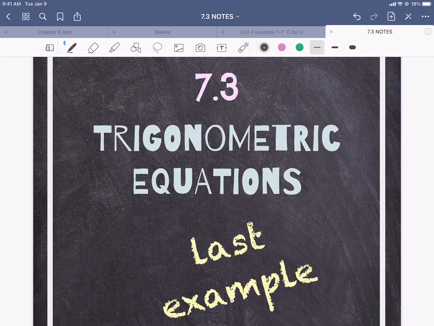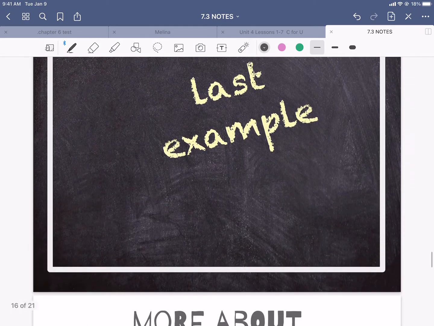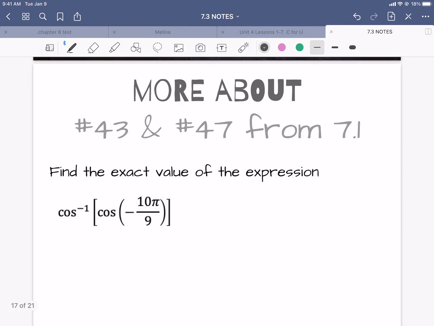All right, 7.3, last example. Let's first look at an example that we could have seen in 7.1. So 43 and 47 had us doing some different stuff, so it's going to pop up in this last example. So write this down or just watch.